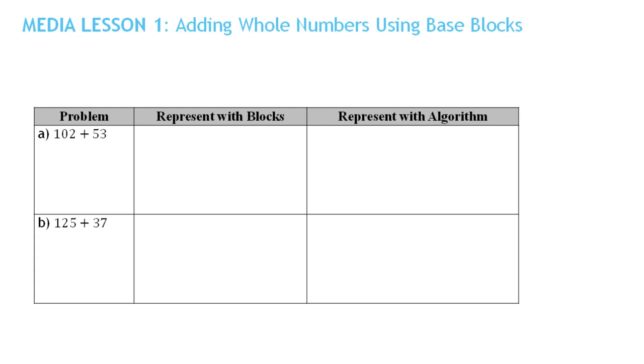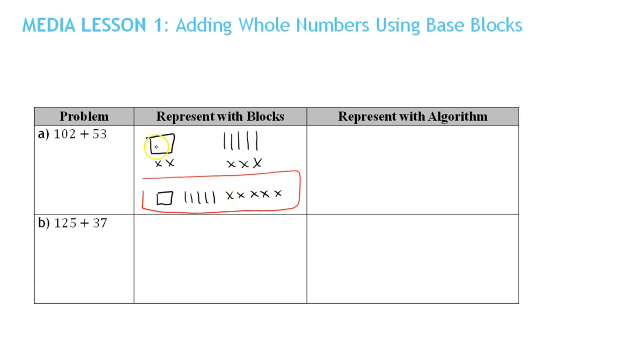So we had 102 and 53. 5 rods, 3 ones. And when we combine them together, we see we get a total of 100, 1, 2, 3, 4, 5 rods, and 1, 2, 3, 4, 5 ones. Okay, so this is our new amount. I'm going to circle this in red. So we have first number, second number. If we combine them into one group, it's 155.